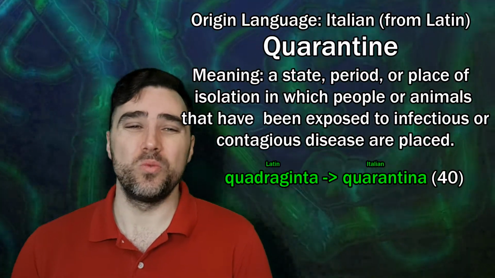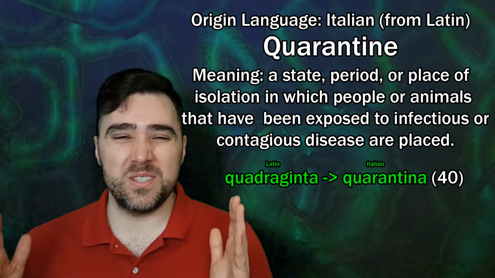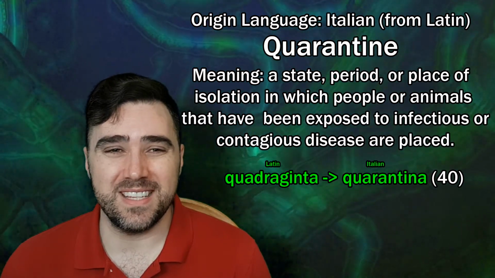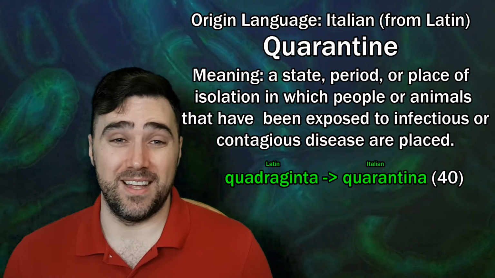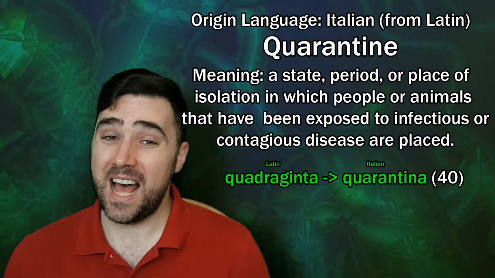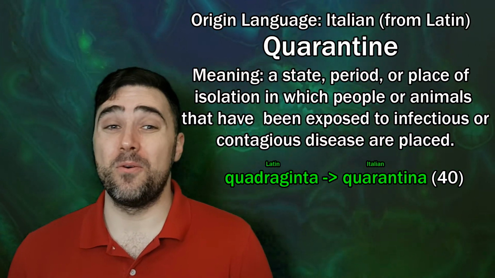To stop diseases from spreading, we put people or things in places separate from other people. We call this kind of place a quarantine, and this word has a really interesting history. The word quarantine can be found as far back as 1300 CE, originally coming from the Latin word quadraginta, but more commonly known through the Italian variation quarantina, which means the number 40.